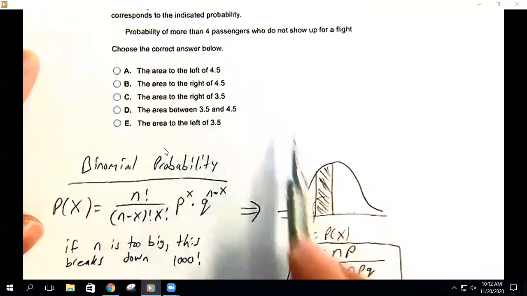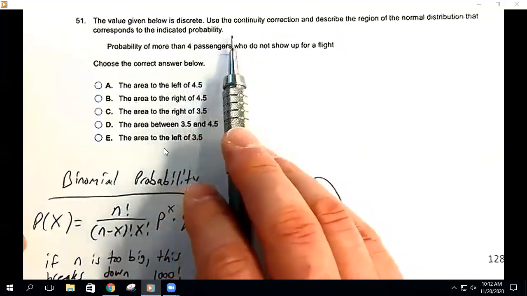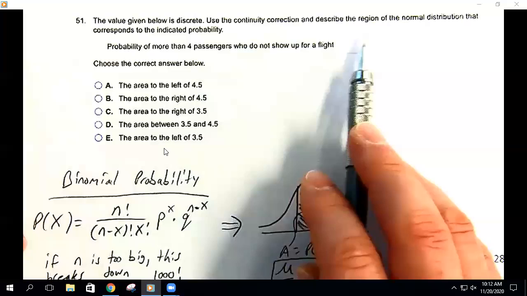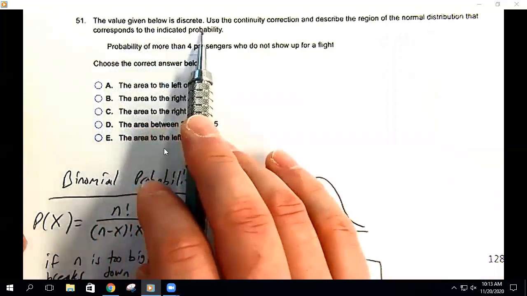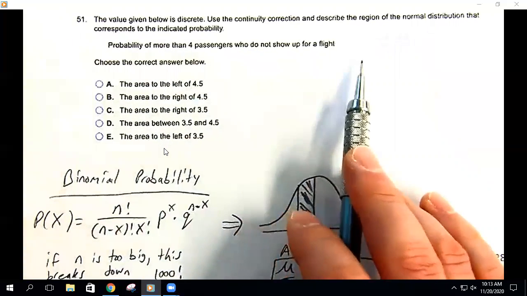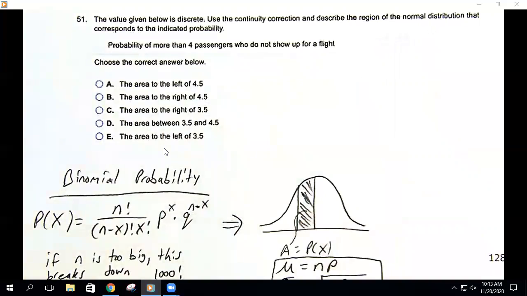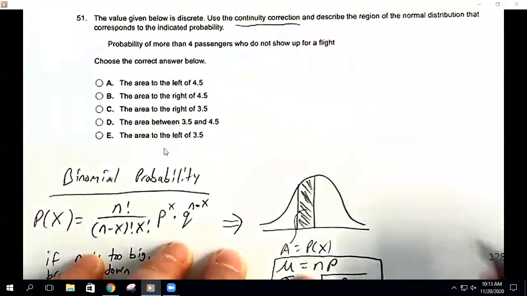Okay, so in this problem, we want to use a continuity correction to describe the region of the normal distribution that corresponds to the indicated probability. Probability of more than 4 passengers who do not show up for a flight. First, let's talk about this continuity correction.